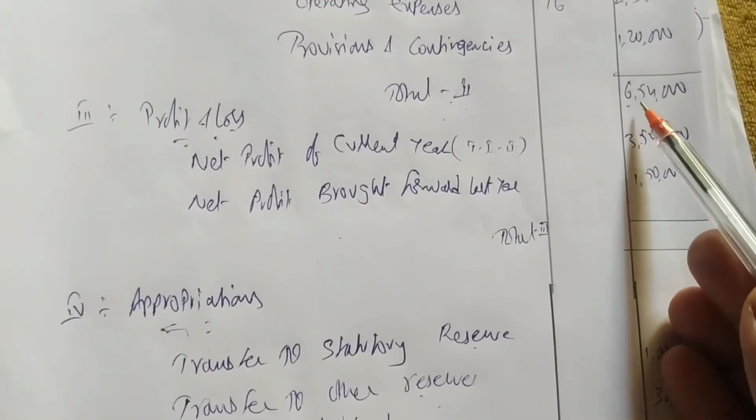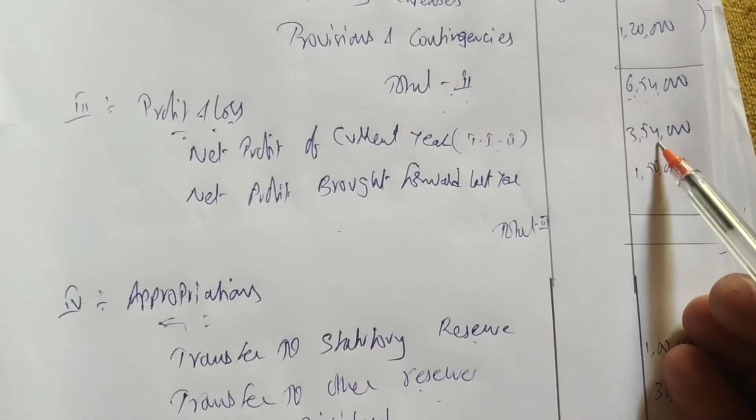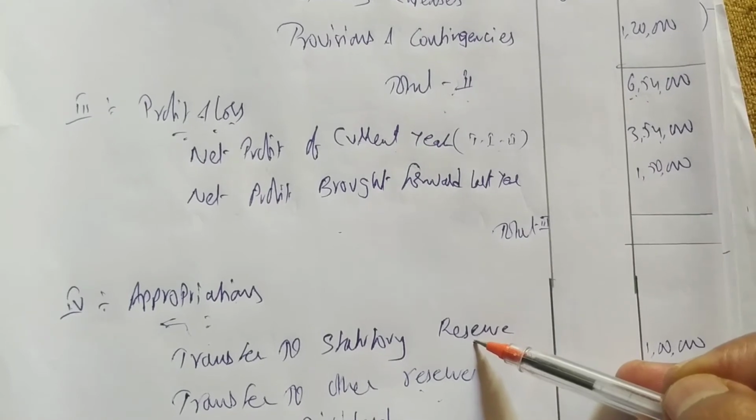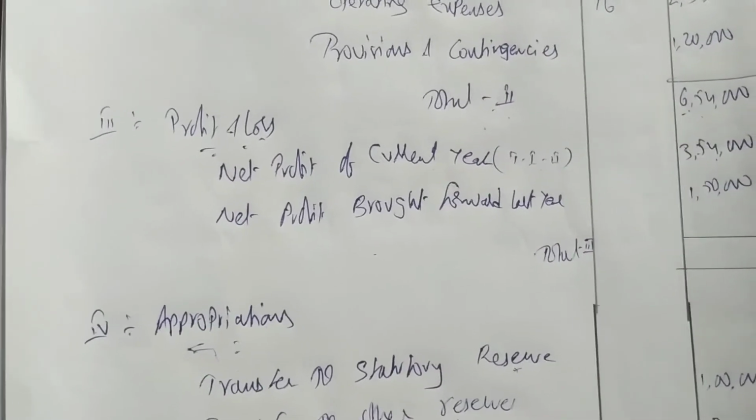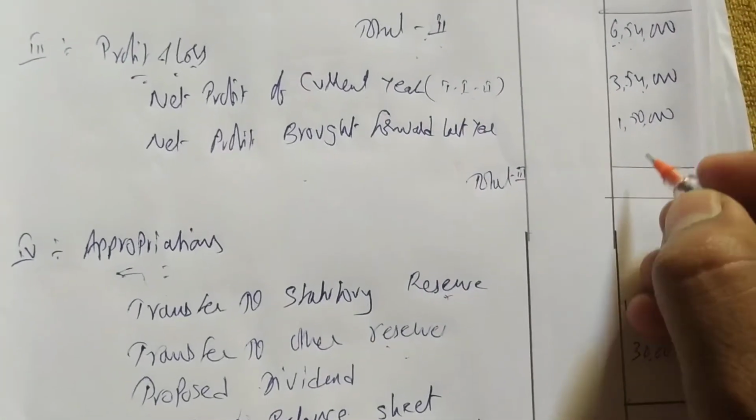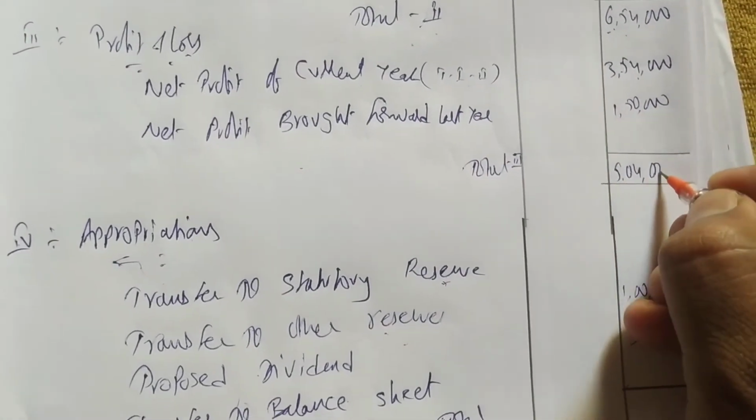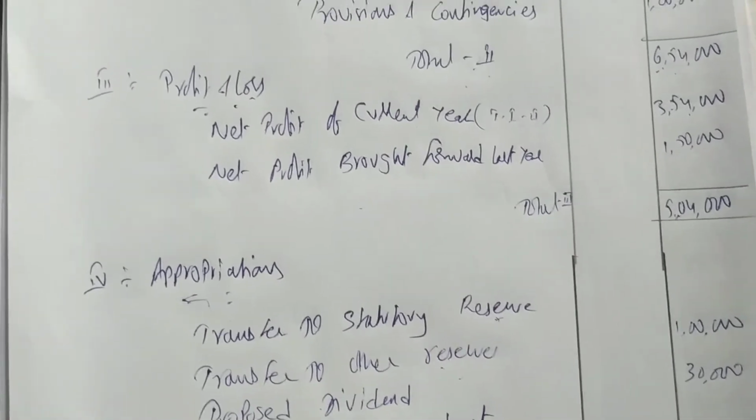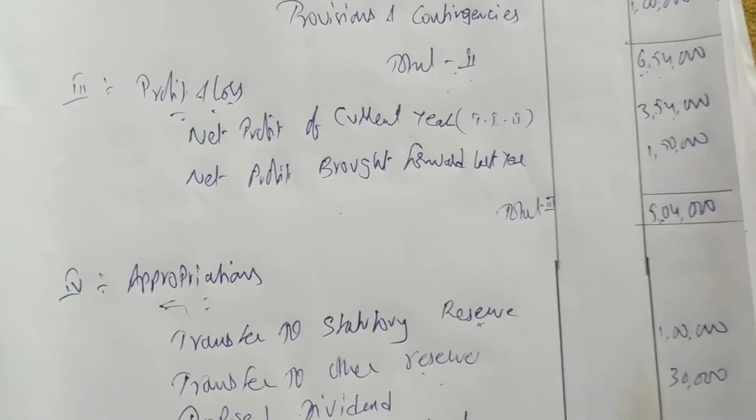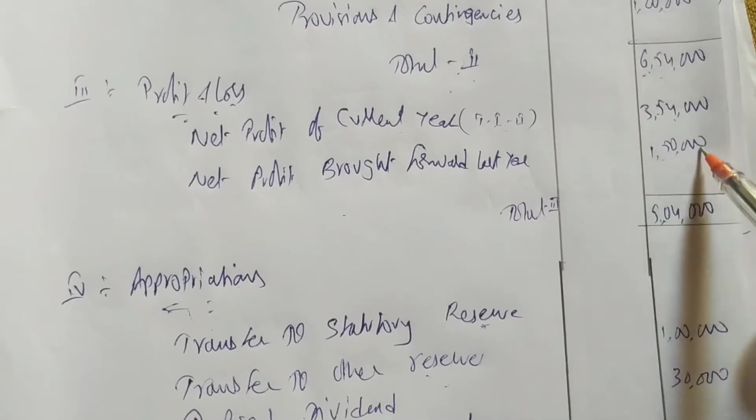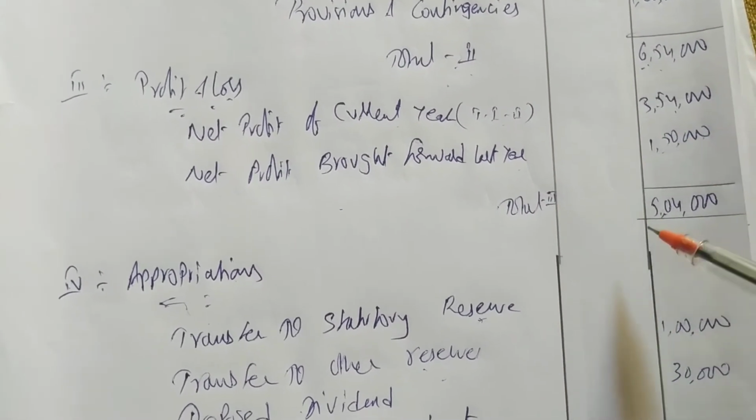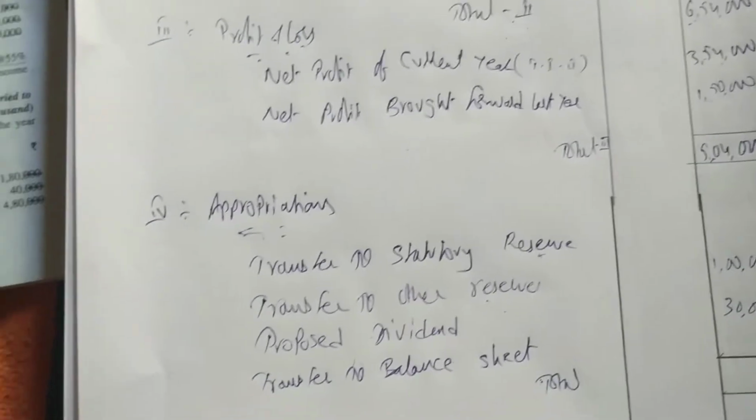Okay, and we know we have to transfer current year profit, that is 3,54,000, to statutory reserve. Before transferring, we'll first add this total 2 plus 1,50,000, getting 5,04,000. Current year profit is 3,54,000, net profit of last year is 1,50,000. So we are getting a total profit of 5,04,000.